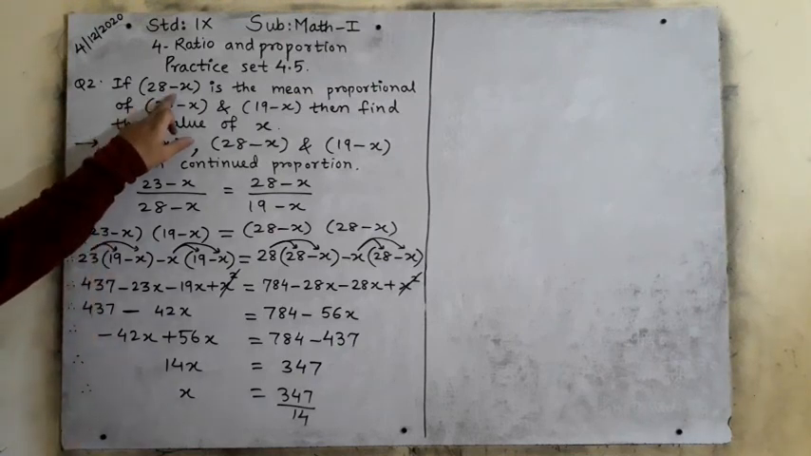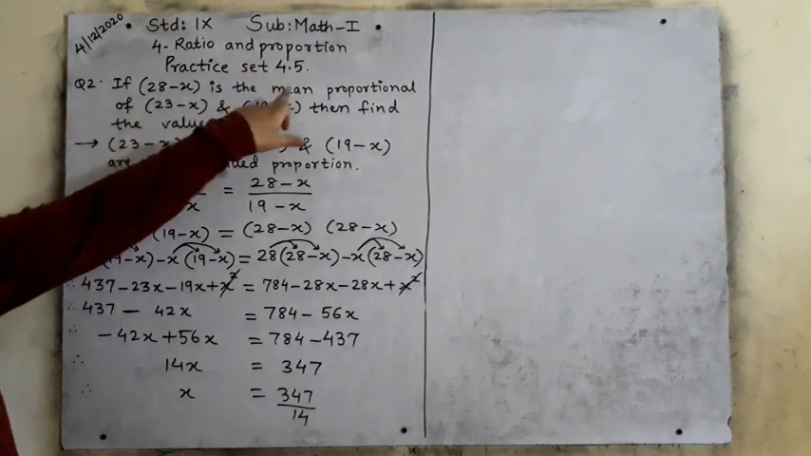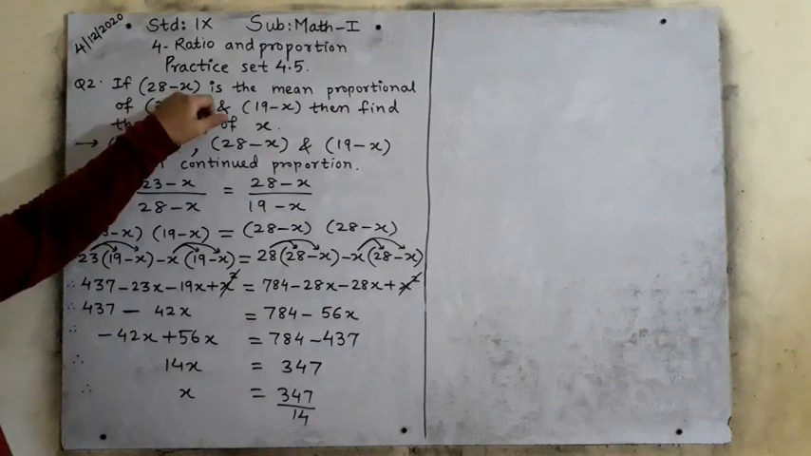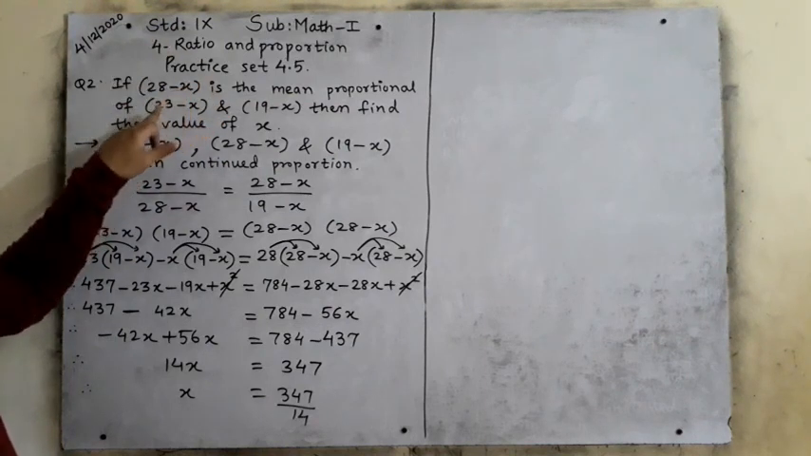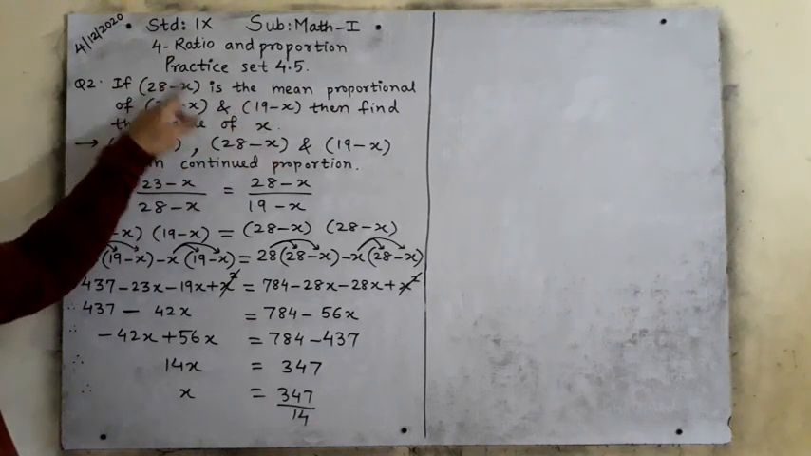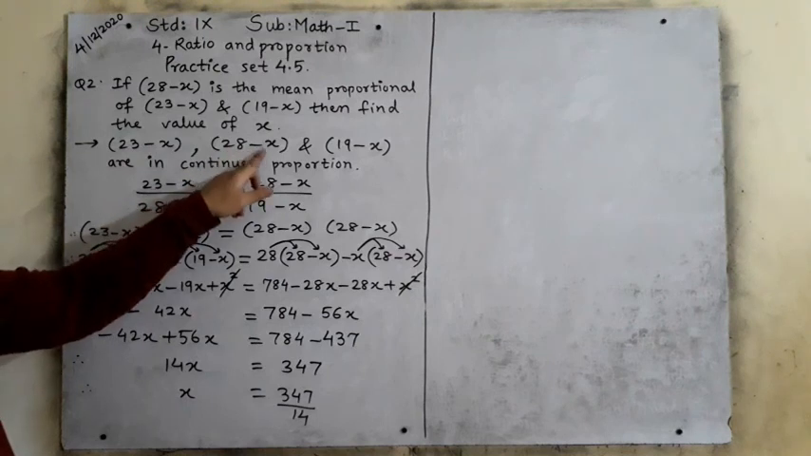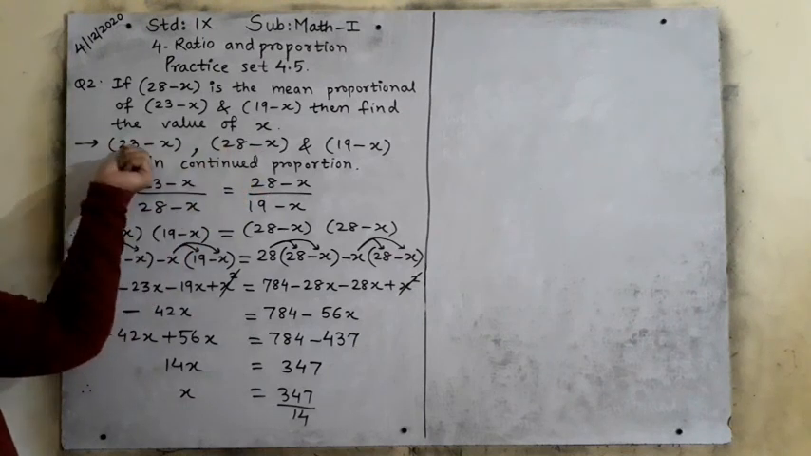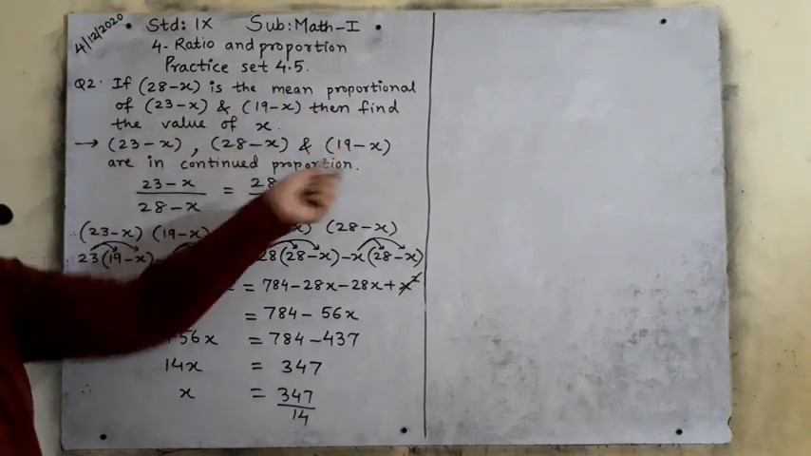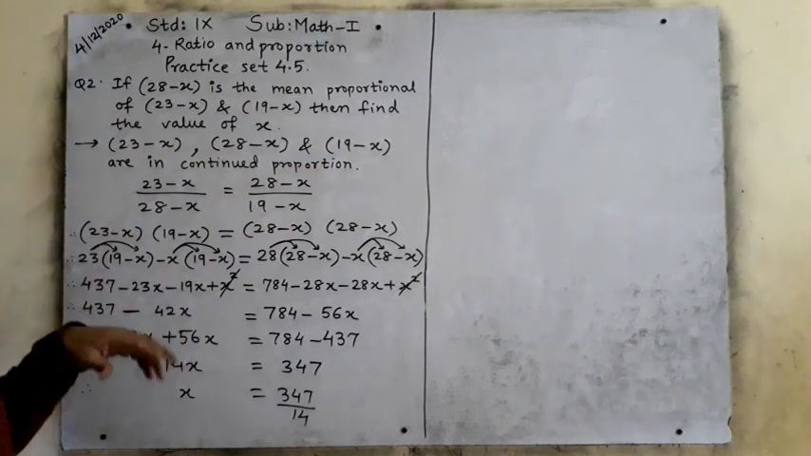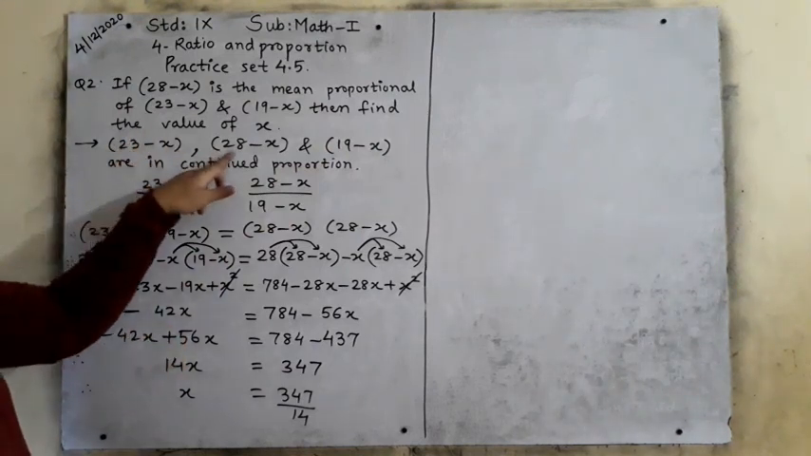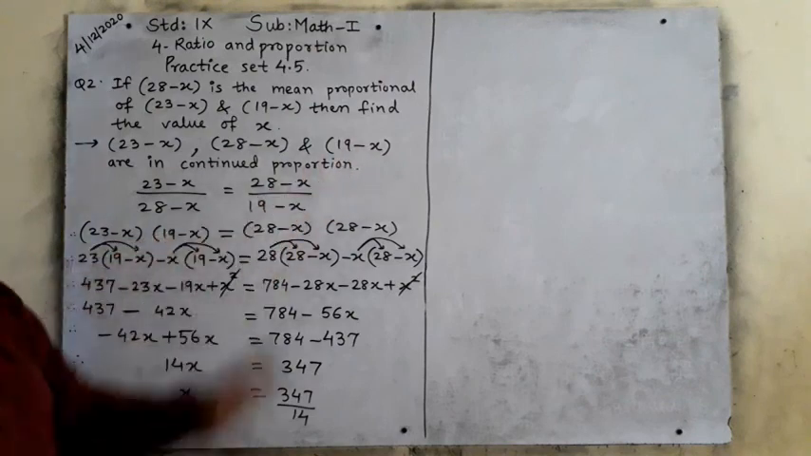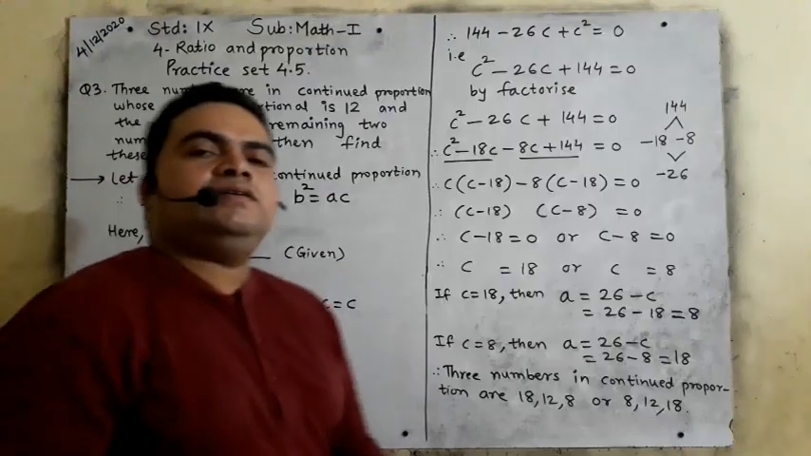This is only what we have to understand: 28 minus x is the mean proportional. It means this is the value of B and this is A and this is C. So this will come in between. 28 minus x is the value of B. So A will come first, then B and C, and continued proportional said A upon B is equals to B upon C. I hope you understood here.